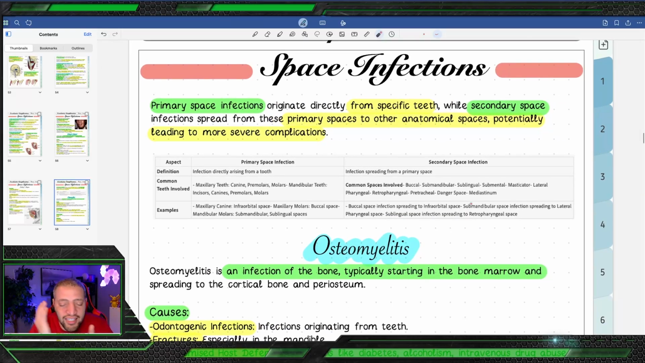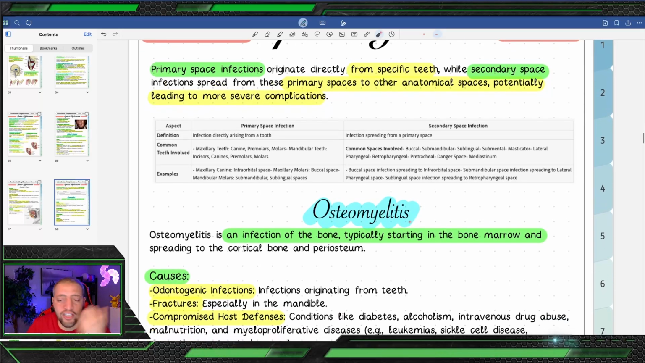So space infection is extremely important. Please study it in depth because this is critical. I cannot remember any cycle without a question from this one and the trauma, the fracture of the face.